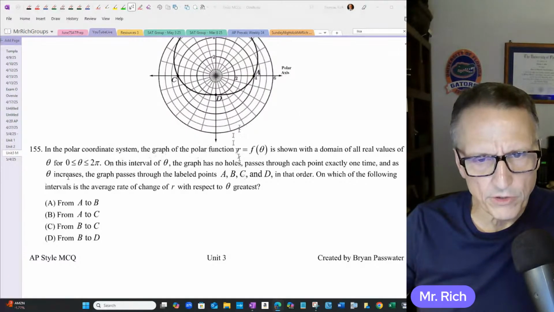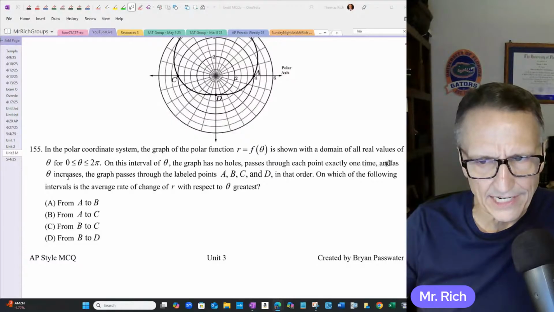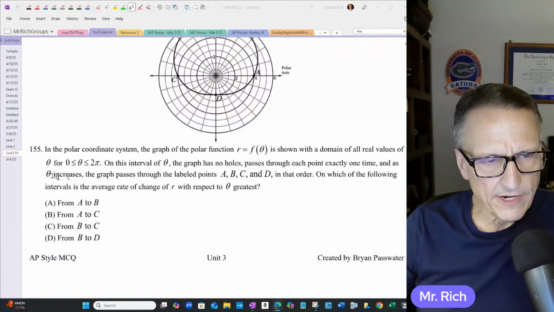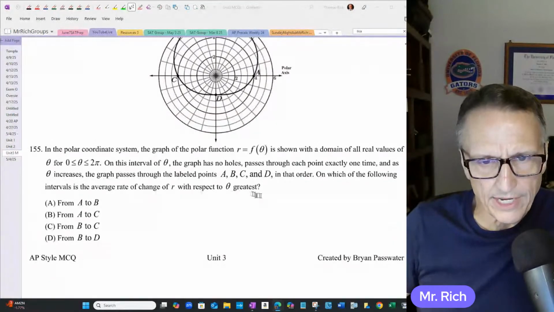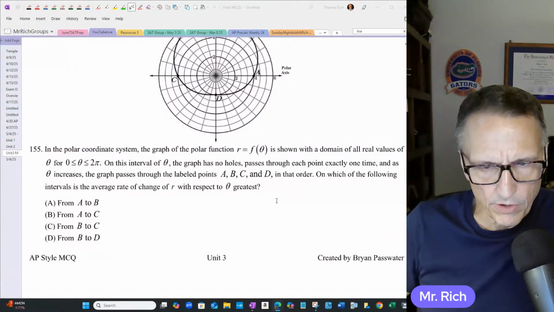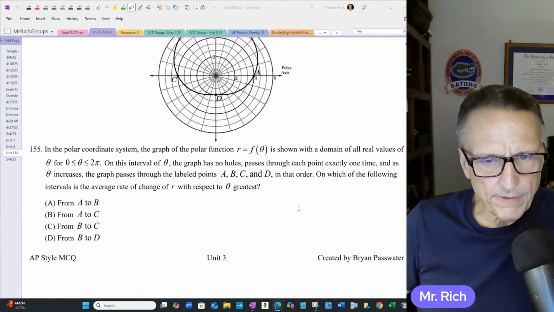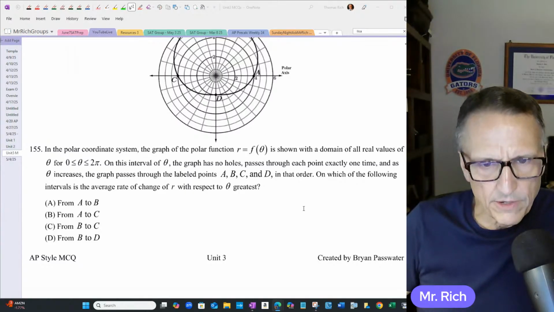On the interval, the graph has no holes, passes through each point exactly one time, and as theta increases, the graph passes through the labeled points A, B, C, and D in that order. On which of the following intervals is the average rate of change of r with respect to theta the greatest?